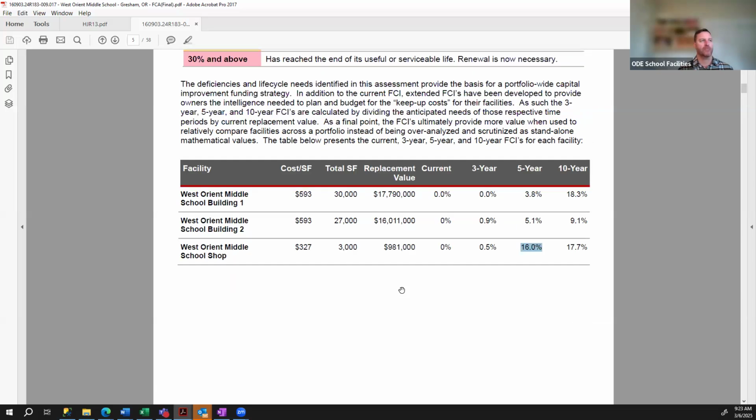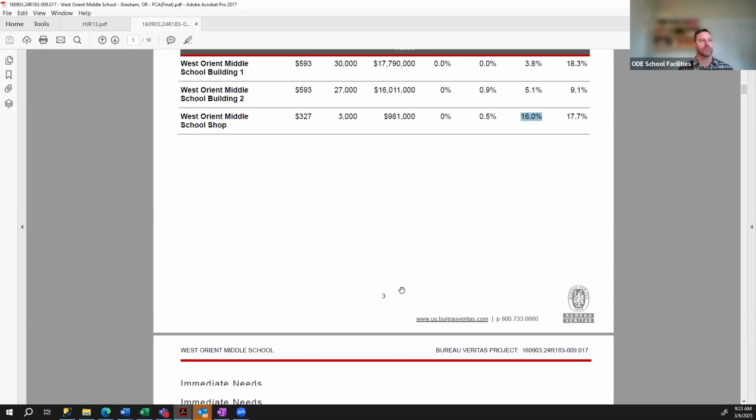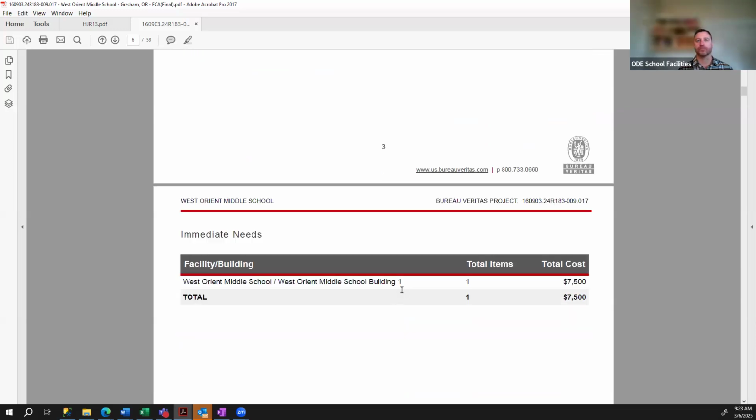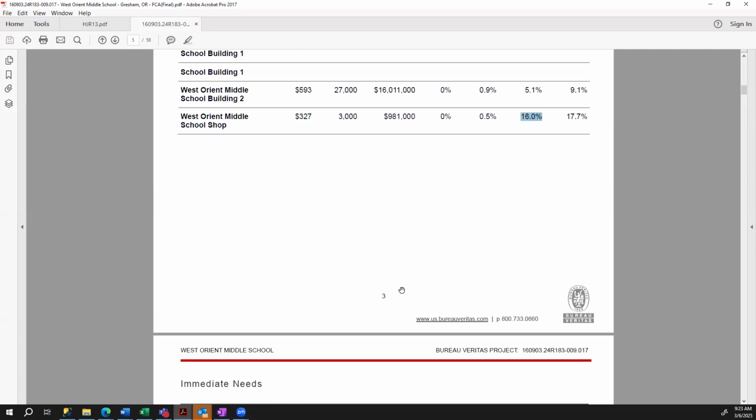Any questions there? We have one question. Where did you get the cost per square foot price?